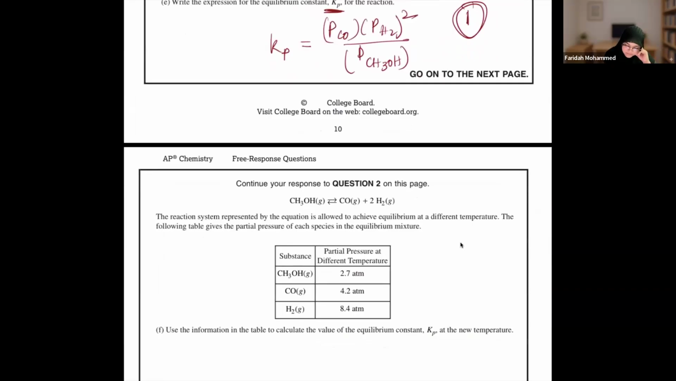These are in equilibrium. Because this is in equilibrium pressure, this is not initial pressure.